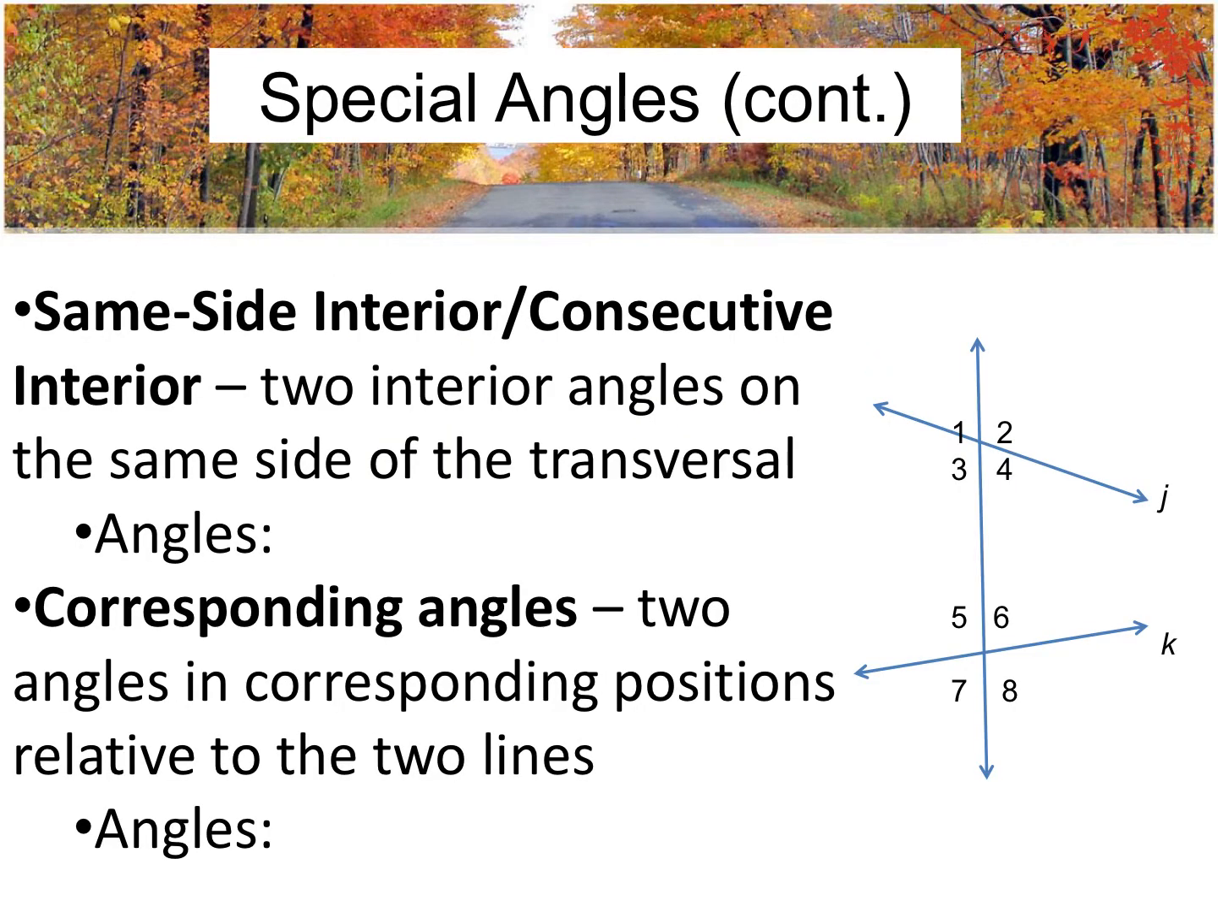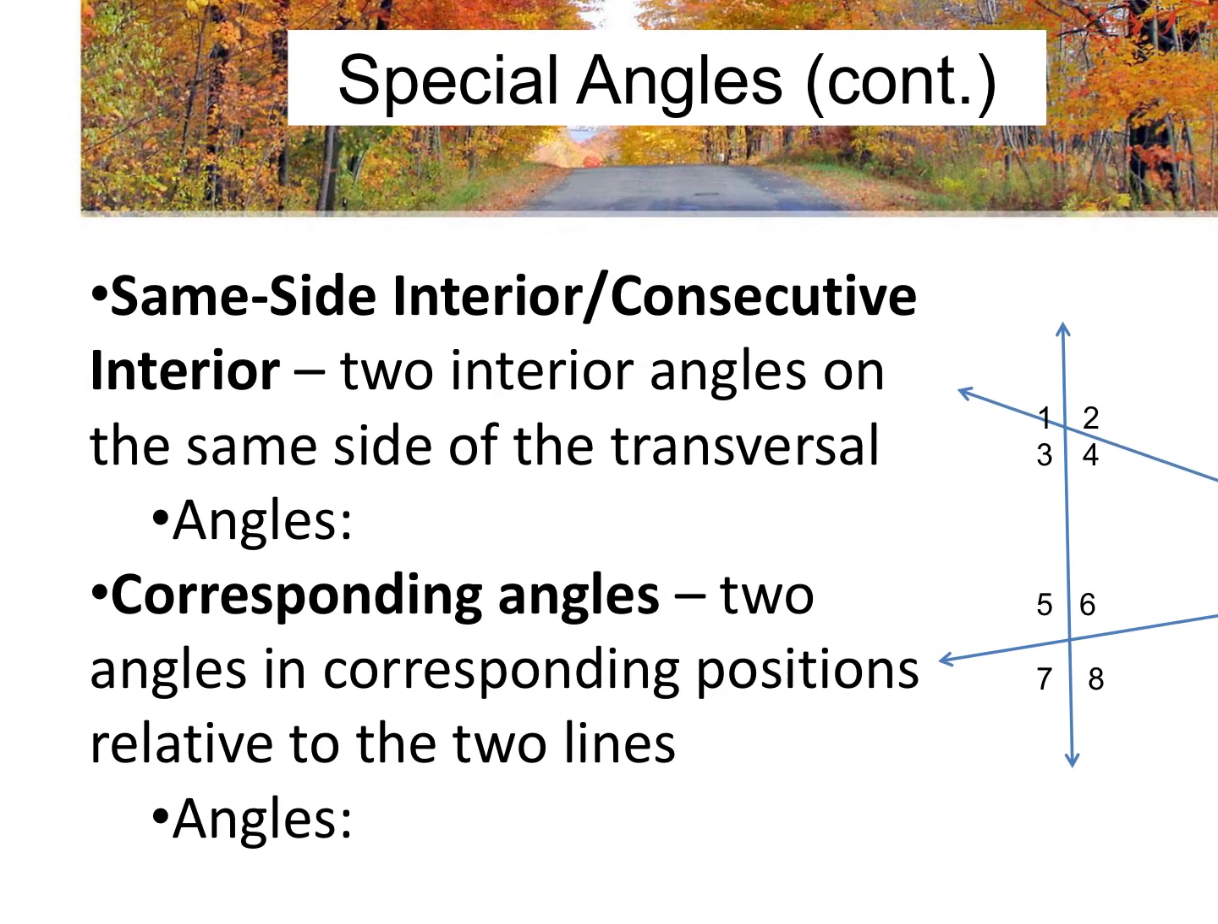Next vocabulary word is same side interior or consecutive interior. Our book uses the second name, consecutive interior. Be aware, though, of the name same side interior in case you see that used on a standardized test, like a PSAT or an SAT. So this one, they're going to be two interior angles. So this, again, is going to be important that we identify where the interior angles are. And I'm going to highlight these in blue.